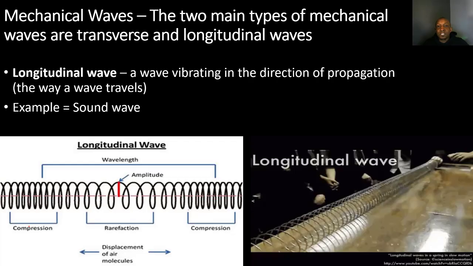So now let's focus specifically on mechanical waves. There are two main types of mechanical waves. You have transverse and longitudinal waves. So we'll look at longitudinal waves first. A longitudinal wave is a wave vibrating in the direction of propagation. And propagation is basically the way a wave travels. So for example, a sound wave would be a longitudinal wave.